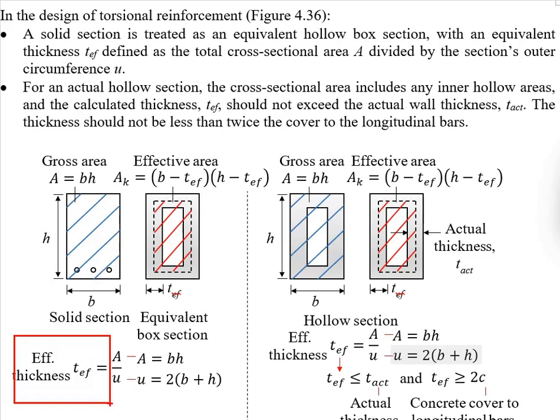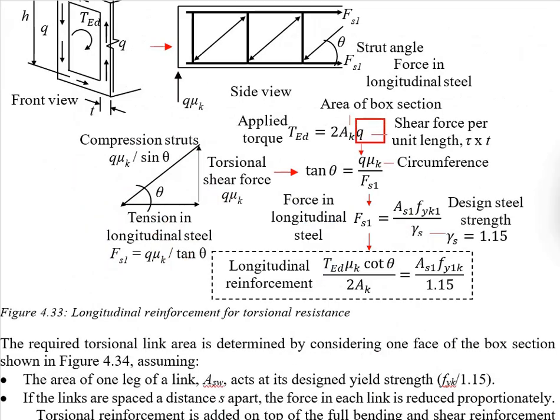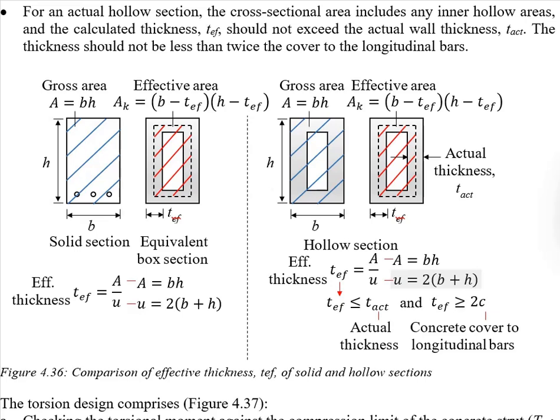With that, you get the effective thickness, and this effective thickness is substituted into the formula here to get the effective area. From the effective area that you have obtained, multiply with the shear flow, and that will be your applied torque, which is the torsional force. Now you might want to ask, what if the section is actually hollow? Would the calculation be the same?